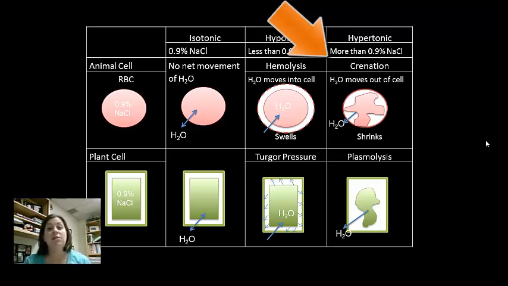Please pay attention to these scientific terms. And like I said as well, this is also explaining iso, hypo, and hypertonic, which are terms used to determine the tonicity of a solution.